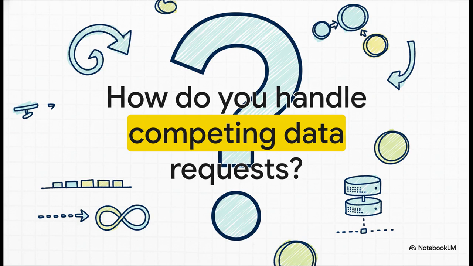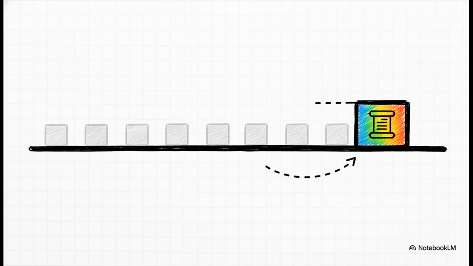What do you do? The solution is a priority system. The request that was triggered by your scroll gets marked high priority, and it jumps right to the front of the line. That background prefetch, it gets marked low priority. This simple trick makes the app feel incredibly responsive because it's always serving the user first.